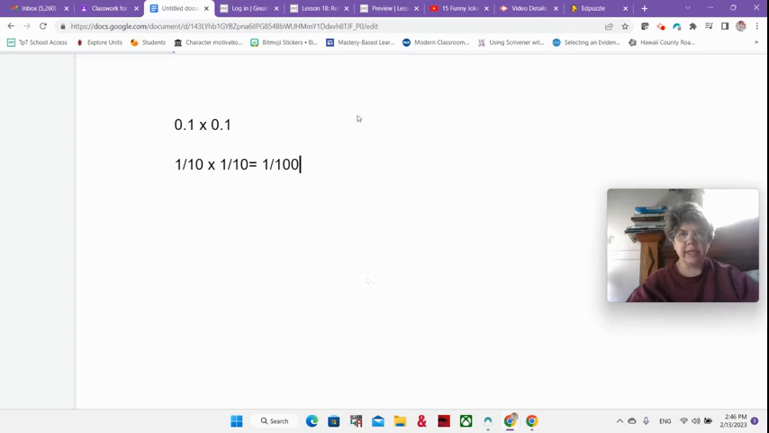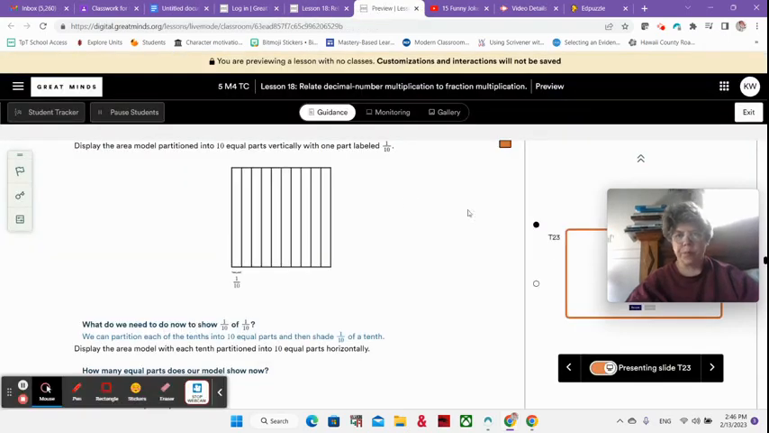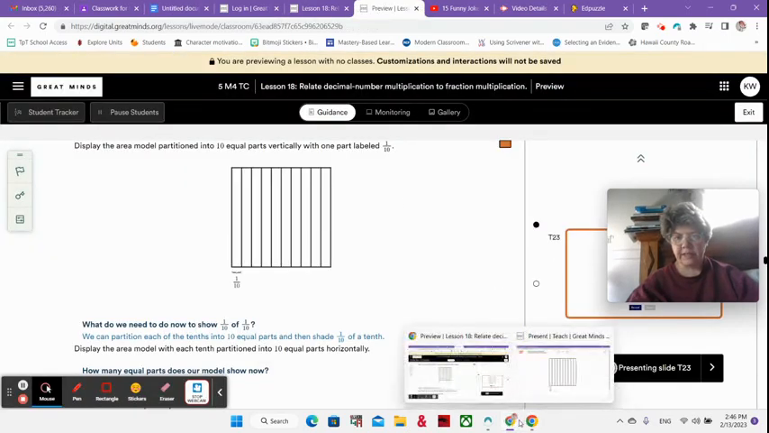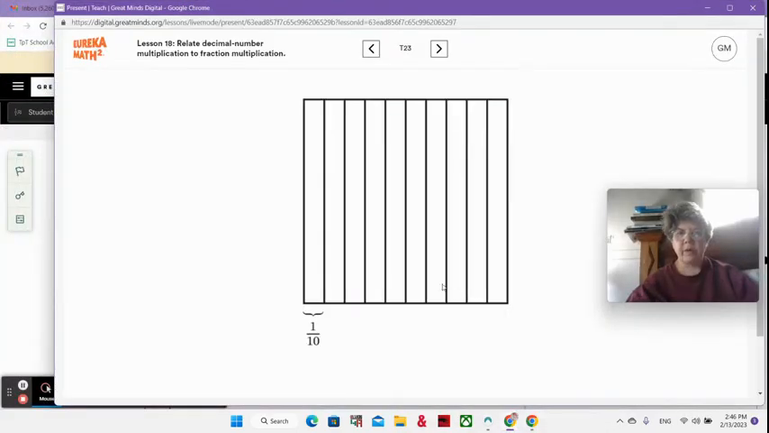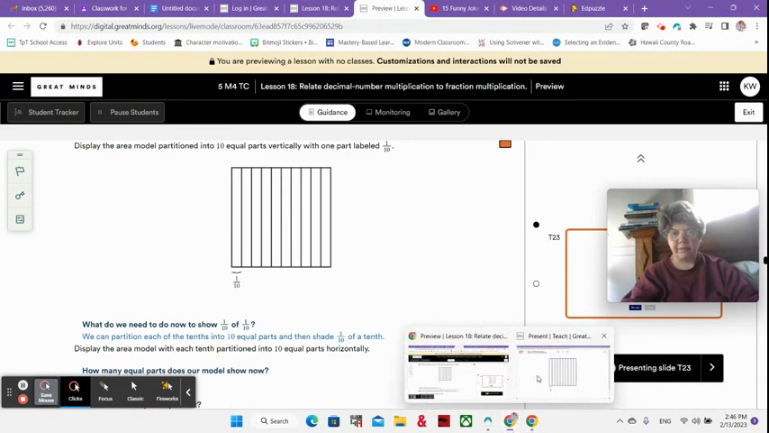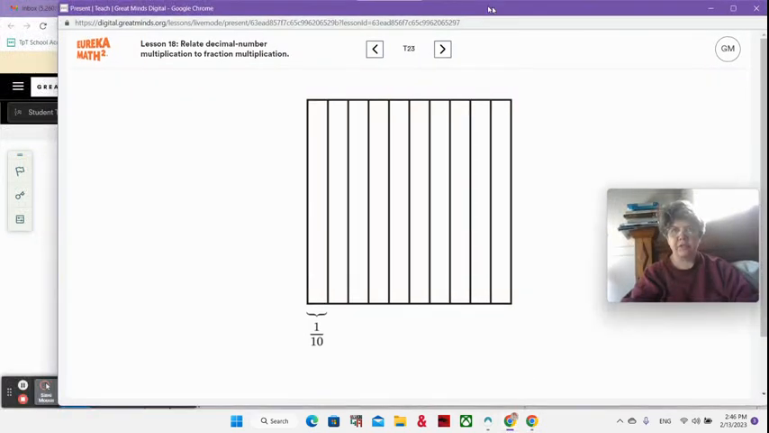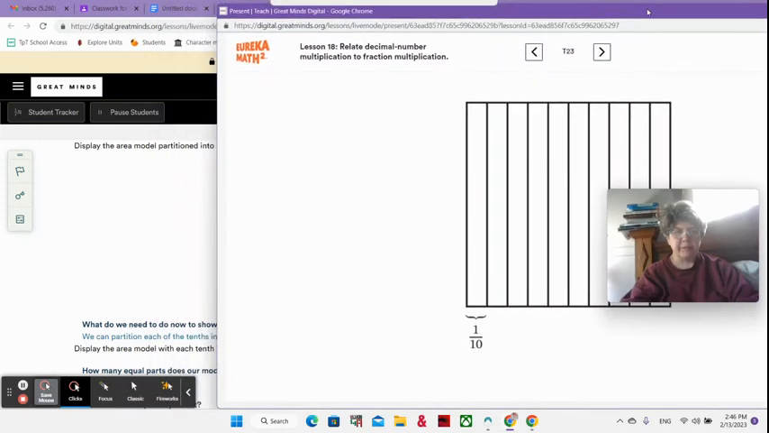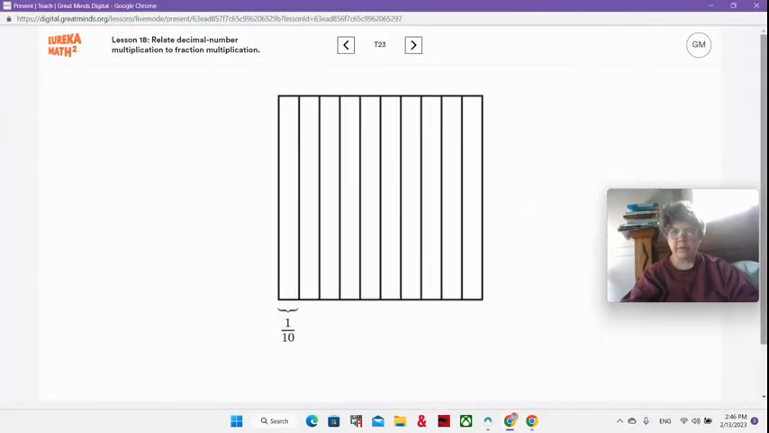So let's look at a model. Here is a model, right? And the whole model is 1. And this one line is 1/10. And I want to make sure we emphasize that because we did have some trouble with that before.